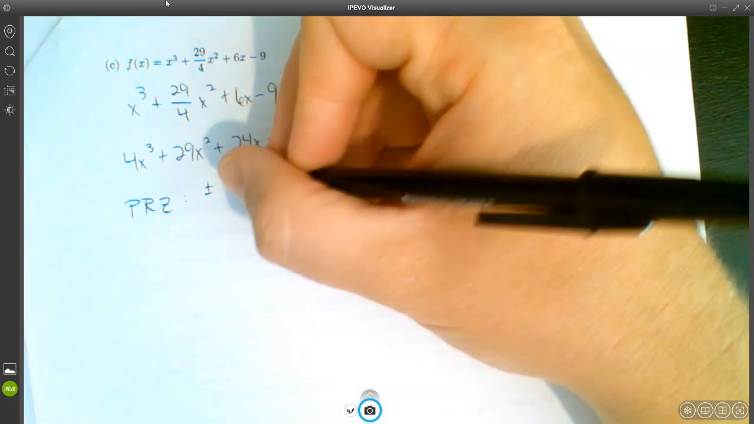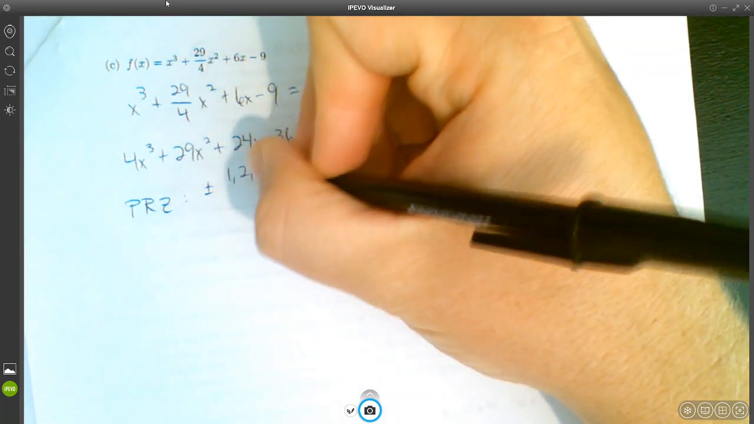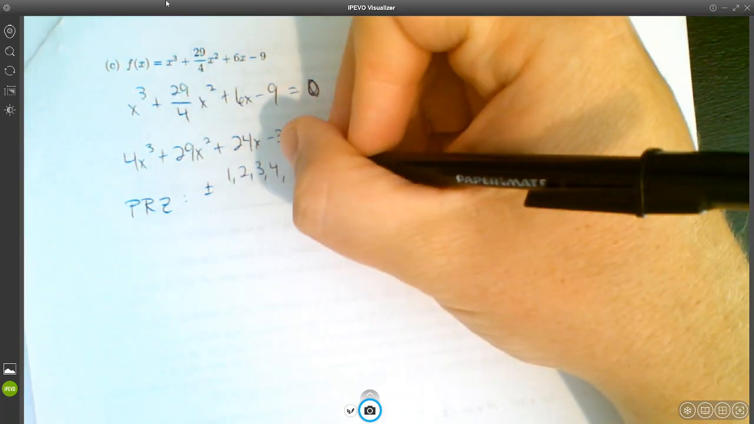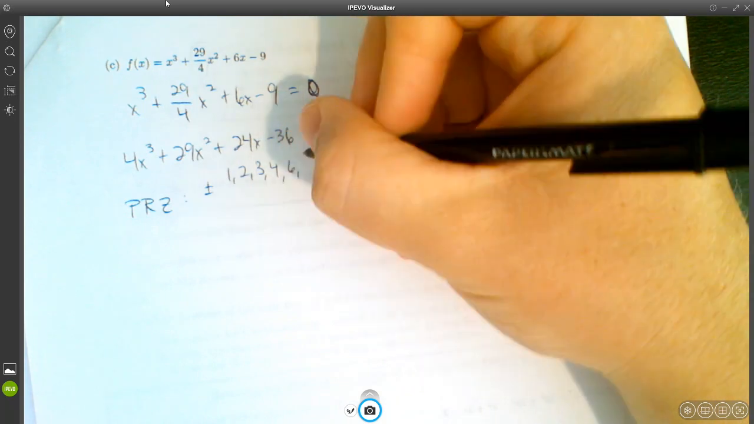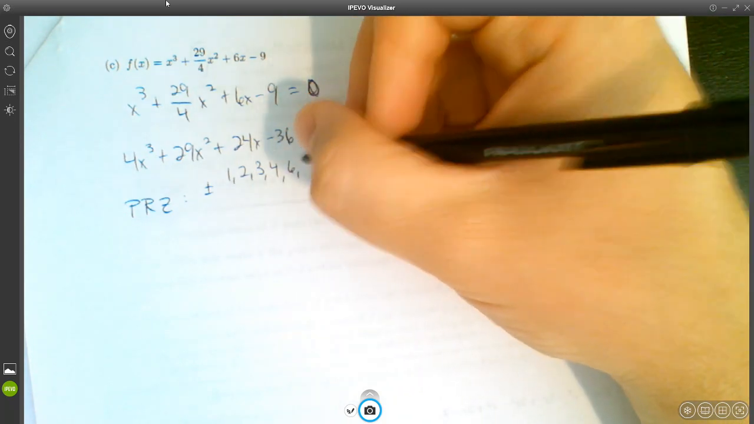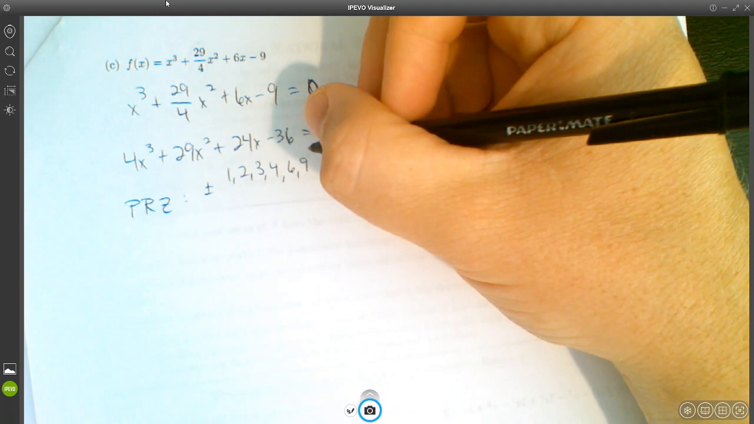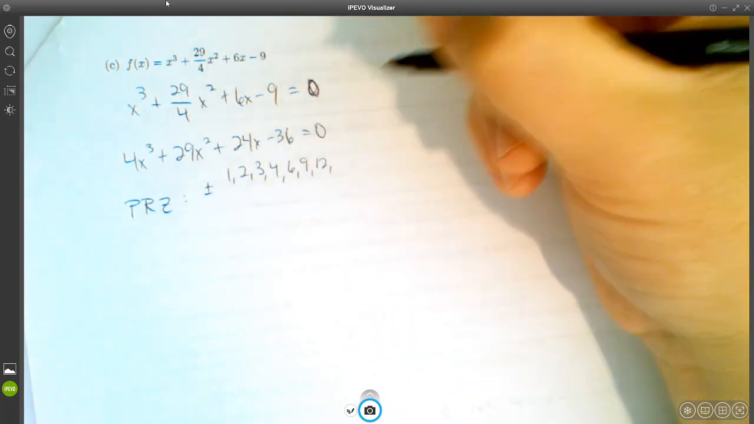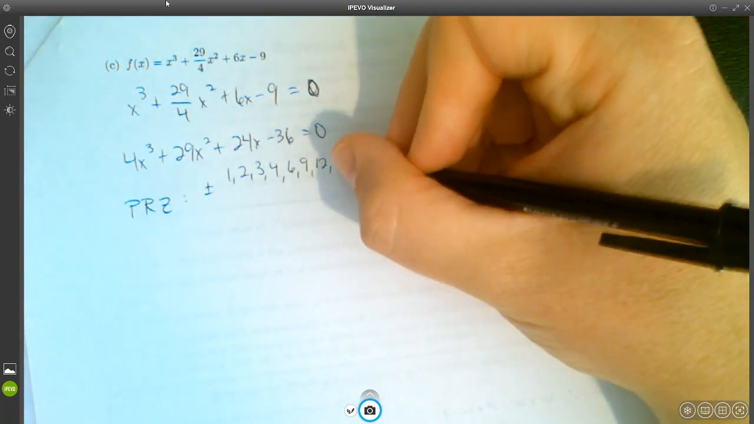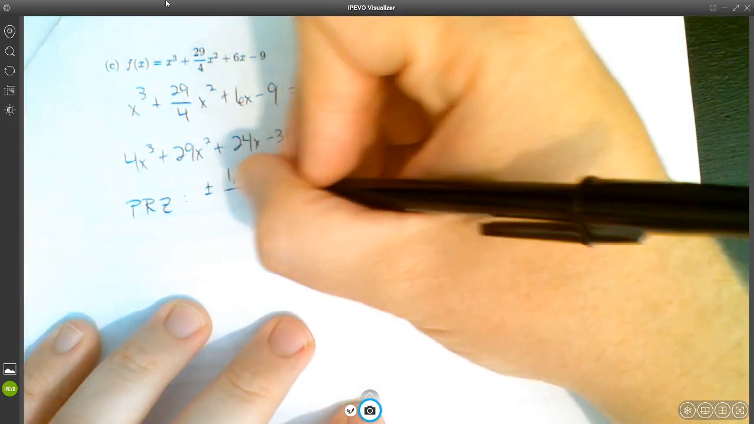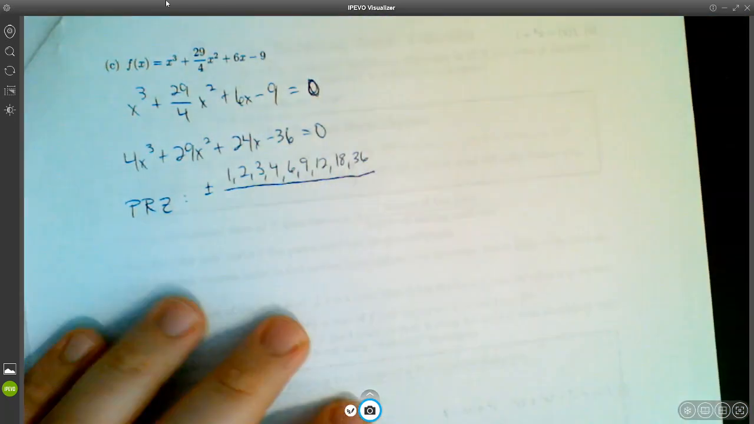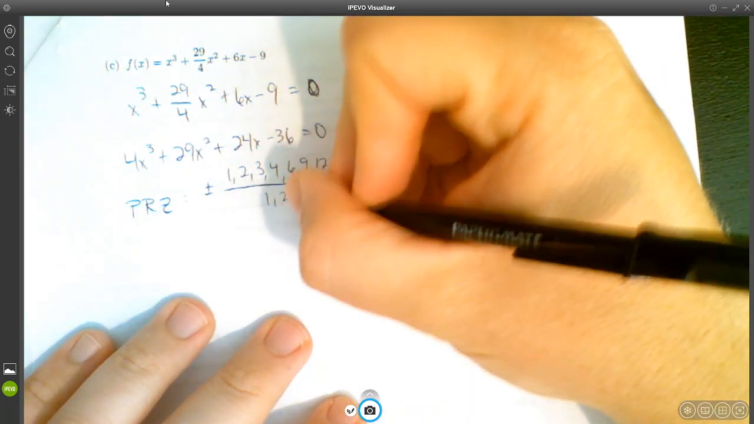Oh man, so that's going to be 1, 2, 3, 4, not 5, 6, 7, 8, 9, 12, 18, and 36. Oh, this is going to be a pain. Okay, and factors of 4: 1, 2, and 4.